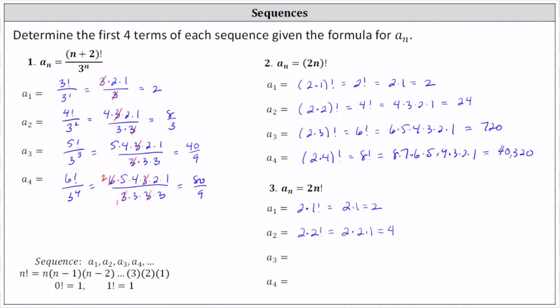A sub 3 is equal to 2 times 3 factorial, which is equal to 2 times 3 times 2 times 1, which equals 12. And finally, a sub 4 is equal to 2 times 4 factorial, which is 2 times 4 times 3 times 2 times 1. 4 factorial we can see is equal to 24. 2 times 24 equals 48.